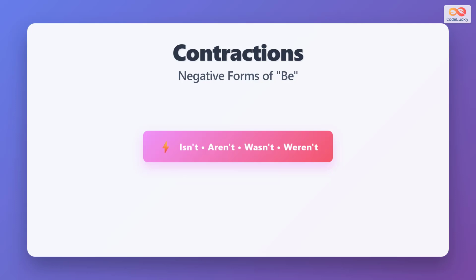Today, we will learn about negative forms of the be verb. Specifically, we will explore isn't, aren't, wasn't, and weren't. These are shortened forms that native English speakers use every day in conversation. Let's dive in.